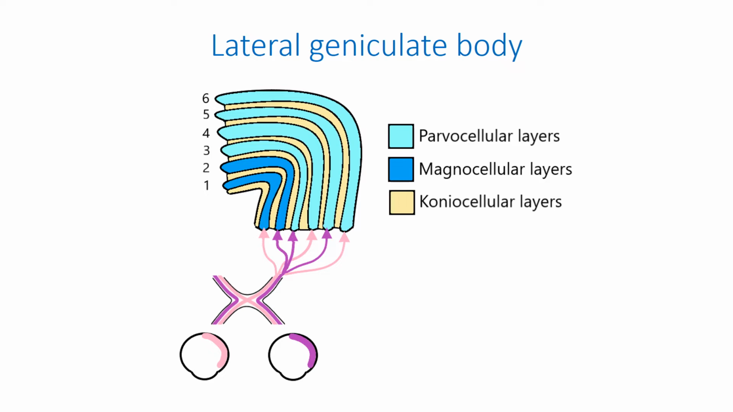Ventral to each parvocellular and magnocellular layer, koniocellular layers consisting of very small neurons are located. In Greek, konis means dust. Some koniocellular neurons process short wavelength visual information, some of them process low acuity images.